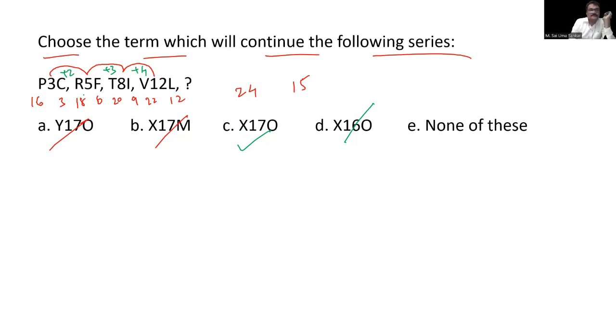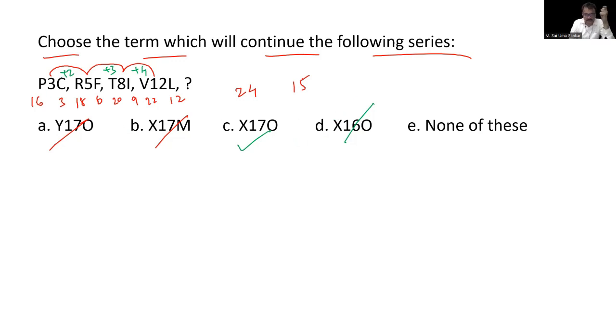What next? Here, last letter. C is the 3rd letter, F is the 6th letter, I is the 9th letter, L is the 12th letter. So 3, 6, 9, 12. So 3 difference. What is the next one? 12 plus 3 is equal to 15. So here 2 options are eliminated, only 2 options left. Right? So now you check which of these 2 options satisfy the condition.